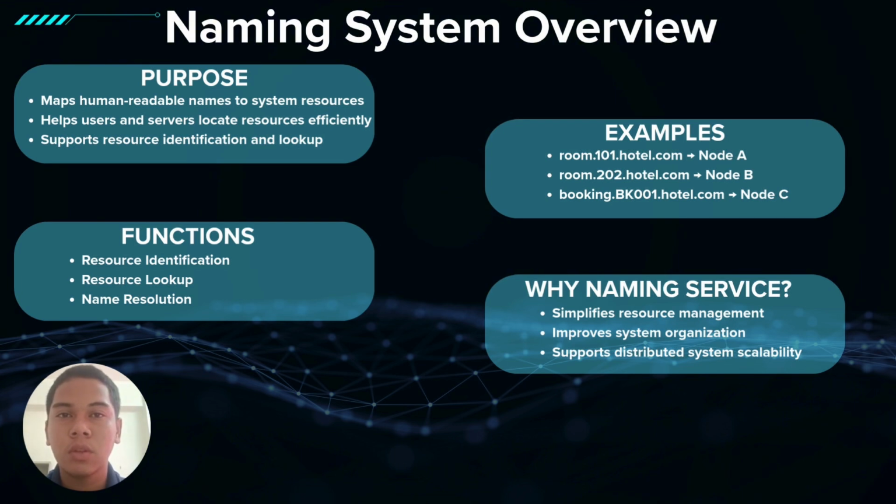The naming service is responsible for mapping human-readable resource names to their corresponding locations in the distributed system. This allows users and system components to access resources using meaningful names instead of physical addresses. For example, room101.hotel.com may be mapped to node A, room202.hotel.com may be mapped to node B, and booking.bk001.hotel.com may be mapped to node C. The main functions of the naming service are resource identification, resource lookup, and name resolution. By using the naming service, the system becomes easier to manage, more organized, and more scalable as the number of hotel resources increases.